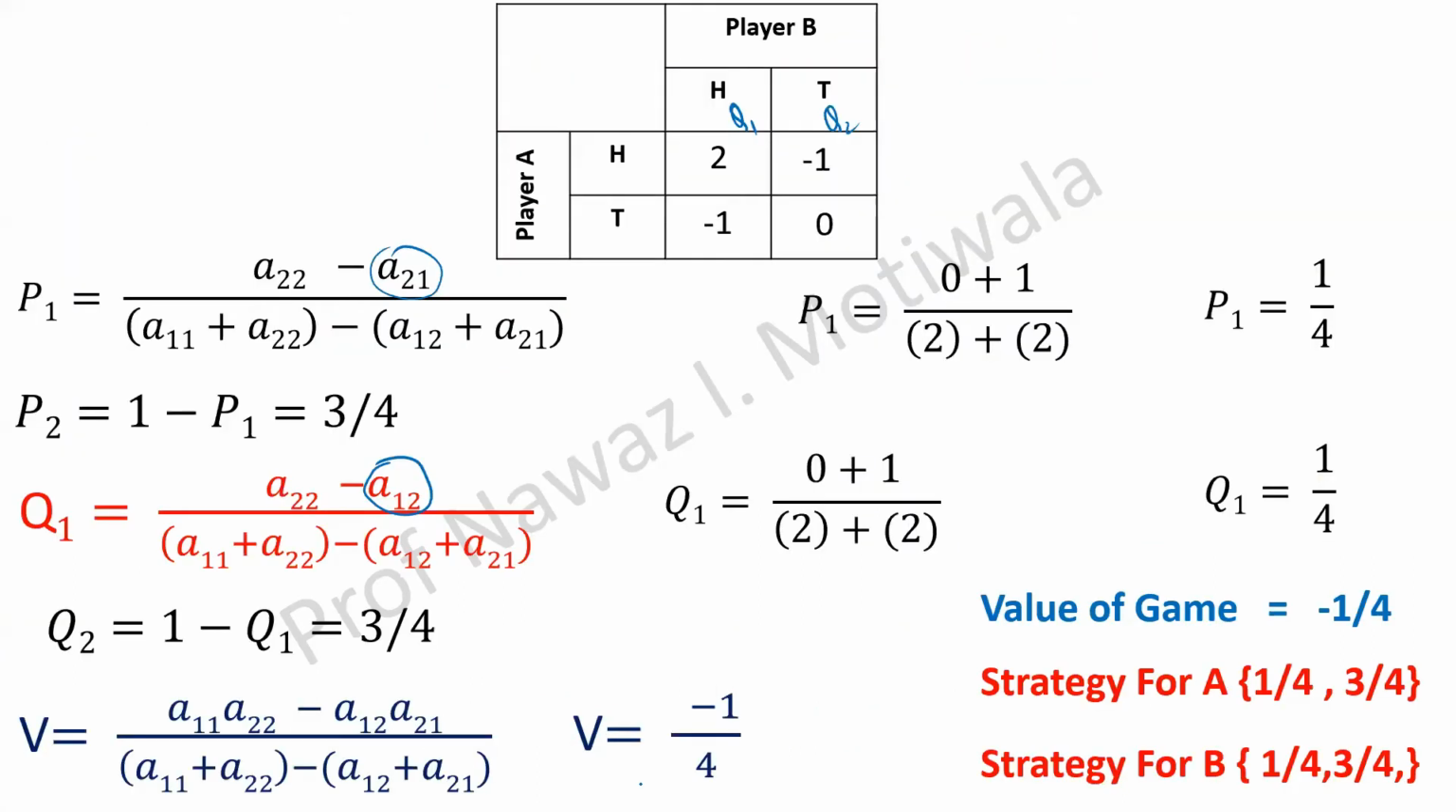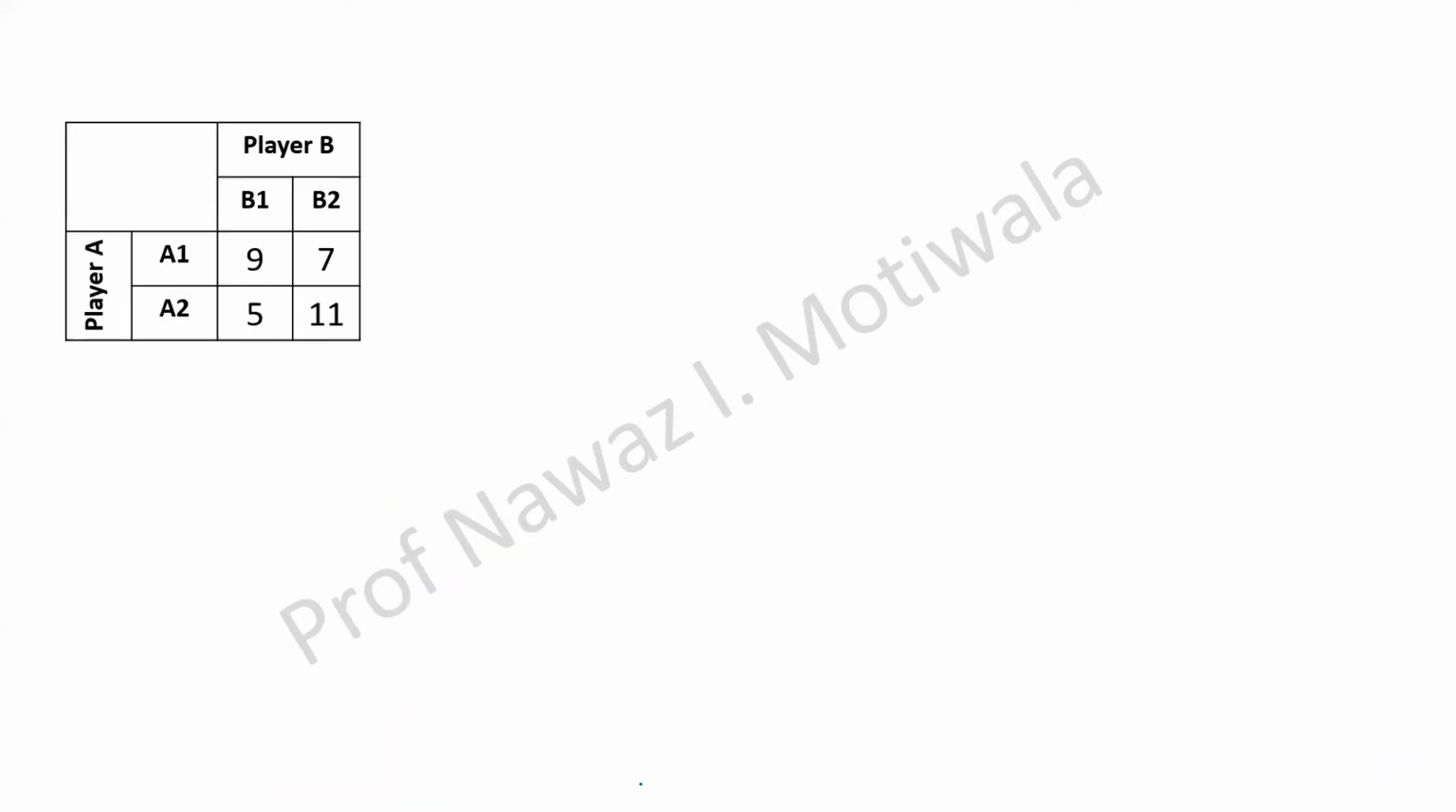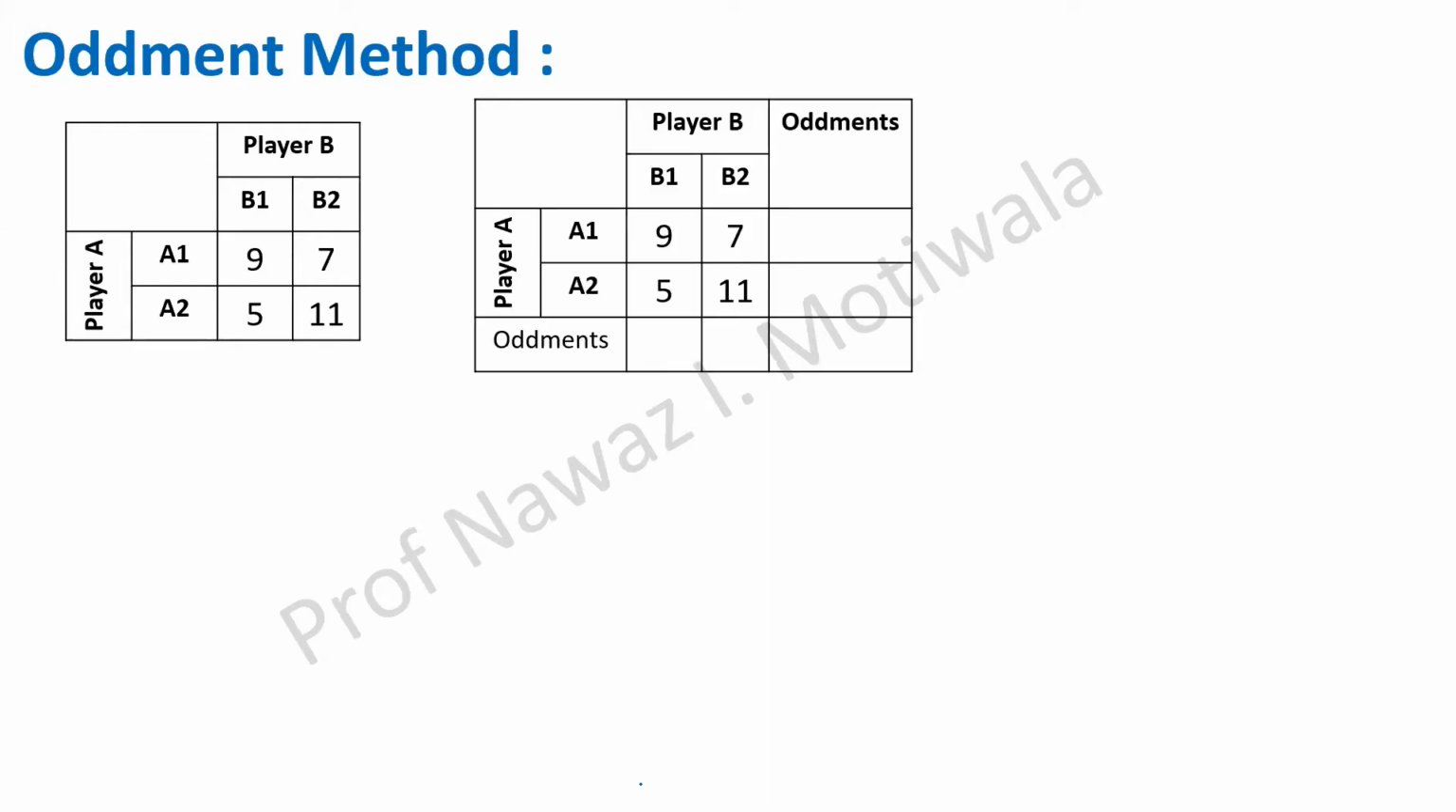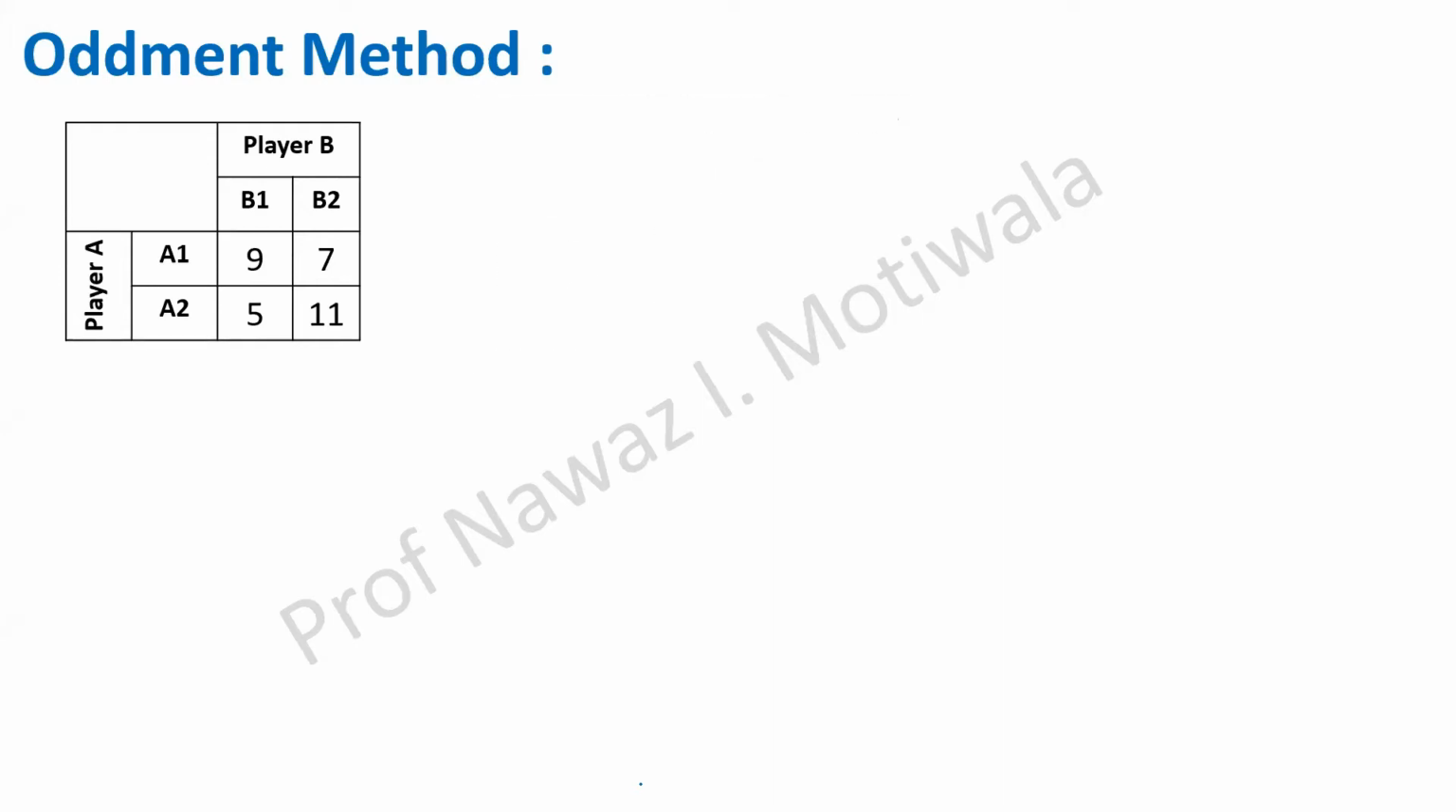Let us now proceed to the oddments method. Again, oddments means the chances of occurrence, that is the probability. Now, how to do this? Again, first step will be to check whether... what will be the first step? Yes, the first point will be to check whether the saddle point exists or not.